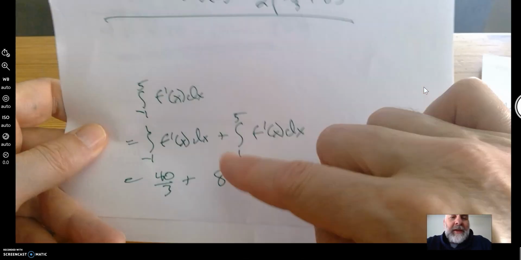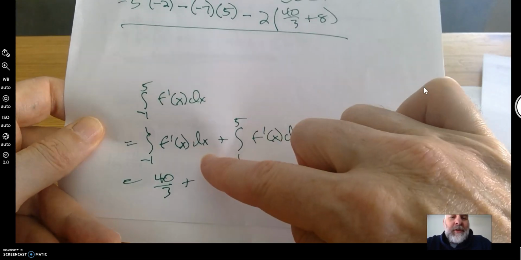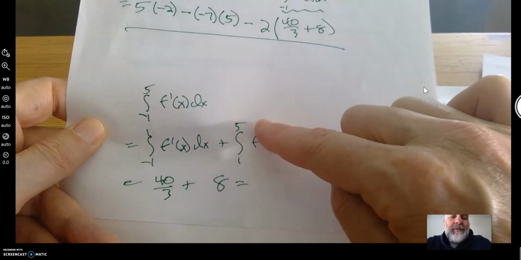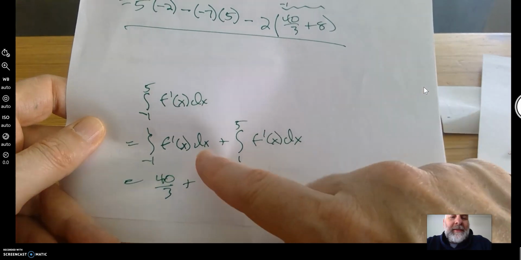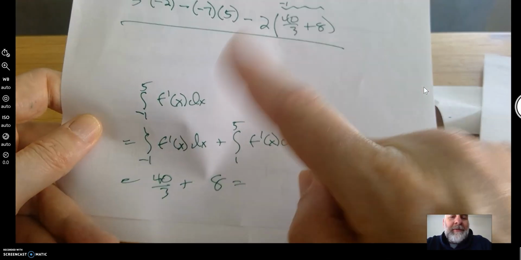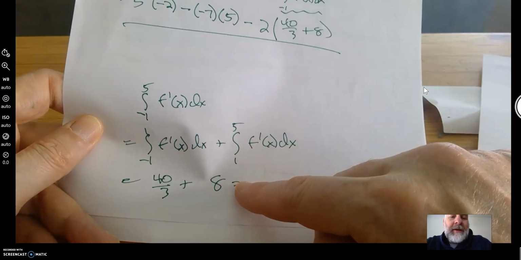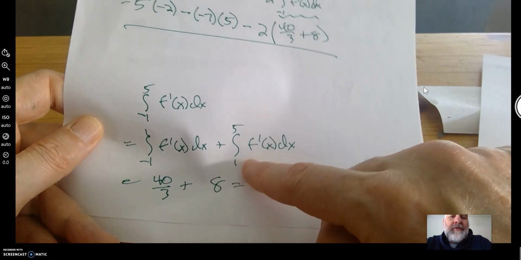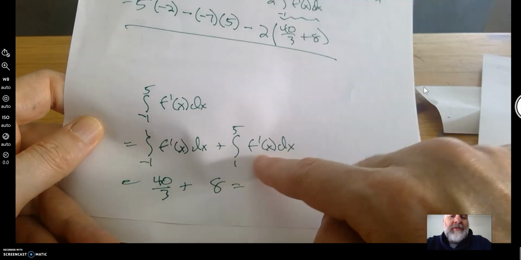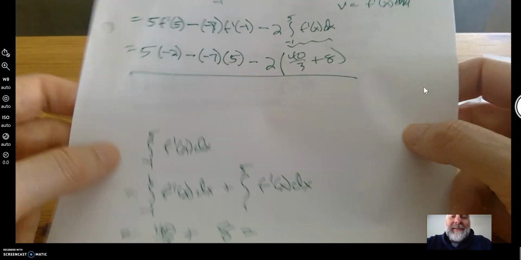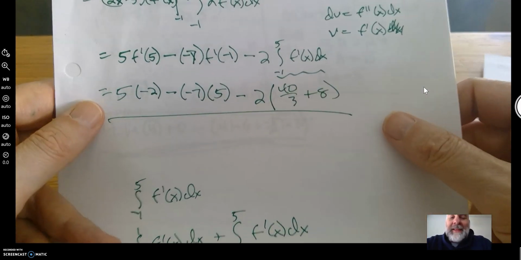So the integral from -1 to 5 of this thing, well, that's the integral from -1 to 1 of this thing, plus the integral from 1 to 5 of this thing. And this thing is 40/3. They gave me that up above. And then this thing, I just counted boxes from the graph. Hope I did it right. I got 8, just counting area, to find the integral from 1 to 5 of f prime. That's just the area under the curve up above. And so I just wrote that and then left the answer as is.